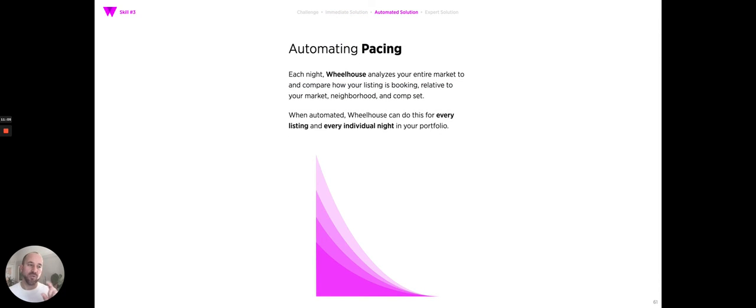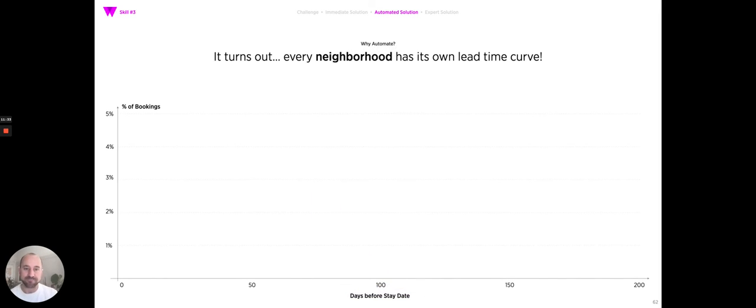Now, we can automate this as well, right? In fact, this might be one of the most important things about automating Wheelhouse. So when you automate, Wheelhouse can analyze your market every single night and compare how your listing is booking relative to your market, to your neighborhood, and even your comp set. And when automating, we can do this for every listing, every individual night in your portfolio. Since pacing is really hard, right? We saw how variable pacing could be in that last chart. This is the type of thing that software is really helpful for.